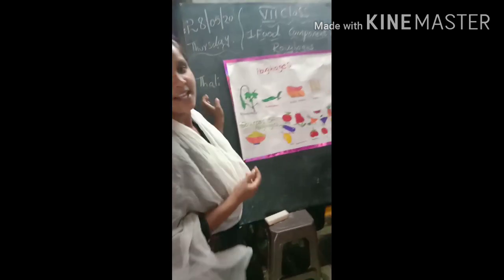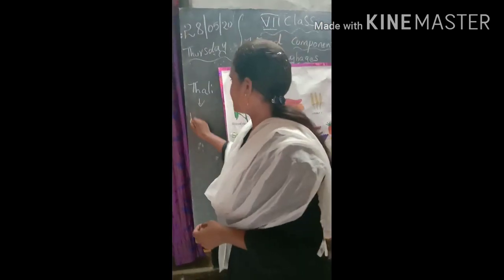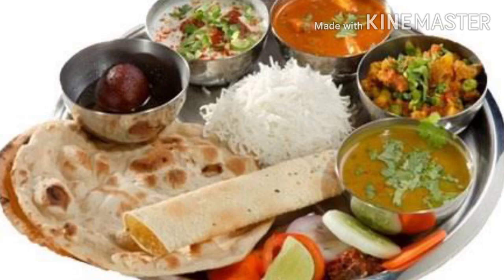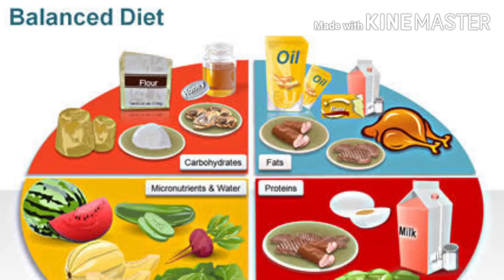Next, based on that is thali. What is thali? Thali is a Hindi word. In Hindi it means a large plate, the plate which contains a full meal. There is a balanced diet. What is a balanced diet? The food which we take contains carbohydrates, proteins, fats, vitamins and minerals in proper proportions. That food is said to be a balanced diet.